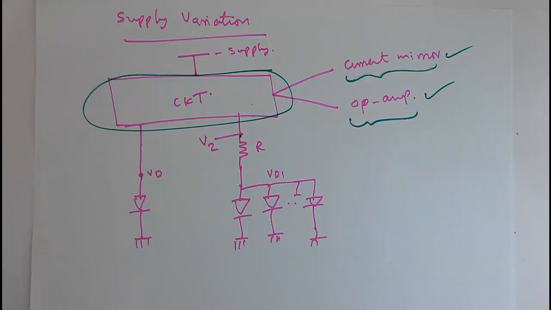So we will come back to this point when we do the simulation of the BGR, and we will simulate the BGR with different kinds of current mirror and different types of op-amp structure. So it will be more clear when we do the simulation. So let us move to our second point, that is the current through the diode.